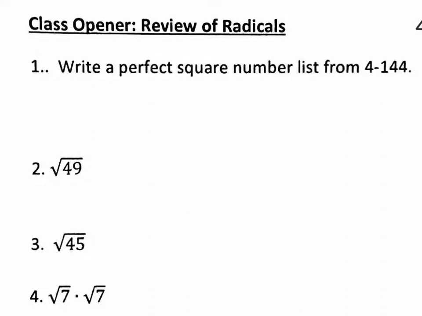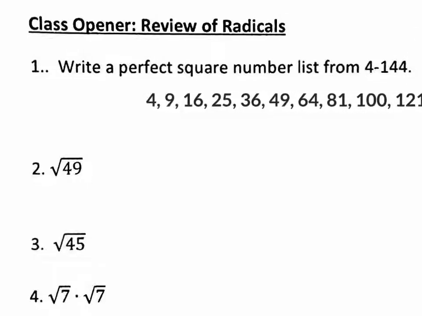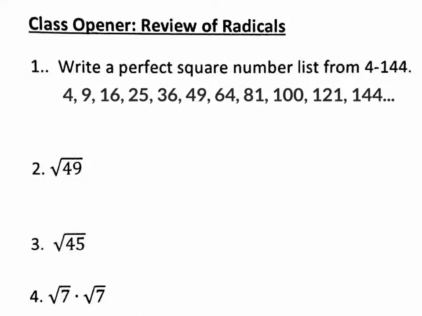So on this class opener, we're going to review all the key concepts of simplifying radicals. The very first thing you need to know to be able to simplify radicals is your perfect square number list. Everybody should know this list: 4, 9, 16, 25, 36, 49, 64. You could write the number 1, but that's kind of pointless. We don't use the perfect square number 1 to simplify radicals, to simplify square roots. So that is the list that you need to know.